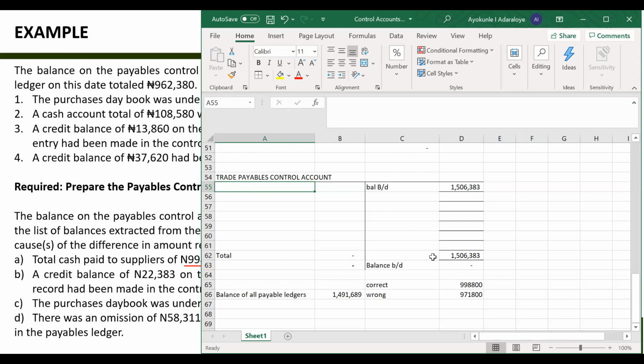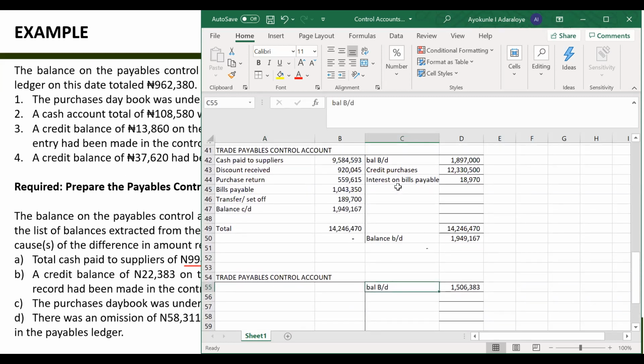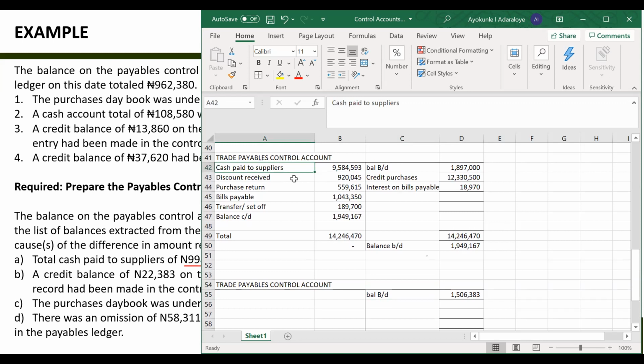Right? So they posted this 971,800 here before they got this balance brought down. Do you understand? Let me take you up here. Cash paid to suppliers. They paid it here, right? And we now got this balance brought down here. So how do you correct if this was a mistake? What do you do to nullify this?